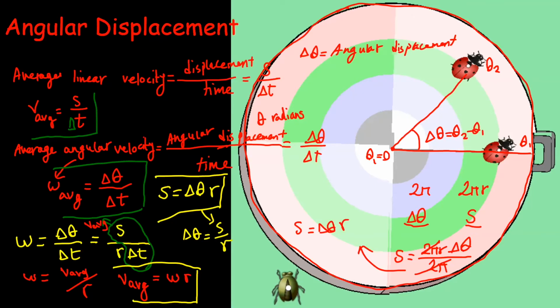So to summarize, average linear velocity is displacement divided by time taken. Average angular velocity is angular displacement delta theta divided by time taken. The relationship between S and delta theta is S equal delta theta times R, and V average is equal omega times R.